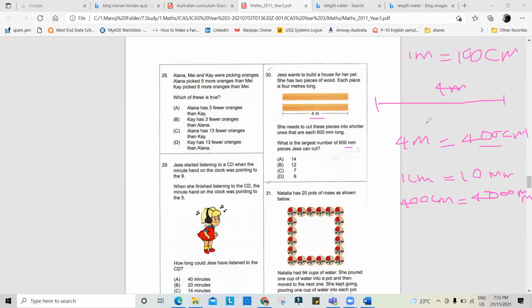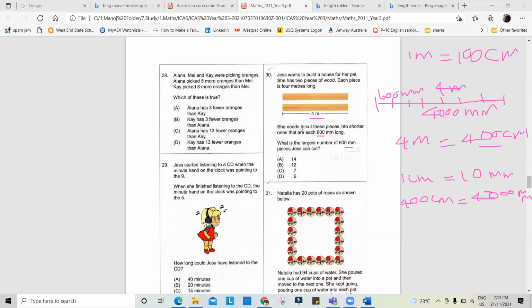Okay. Done, right? Now, 4,000 millimeters is this length. I write it in millimeters. Now, what size is she cutting this one? How long? 600 millimeters, right? That means these pieces are how much? 600 millimeters. Now, because they have the same unit, millimeter to millimeter, then you can find out how many pieces you can cut, right?